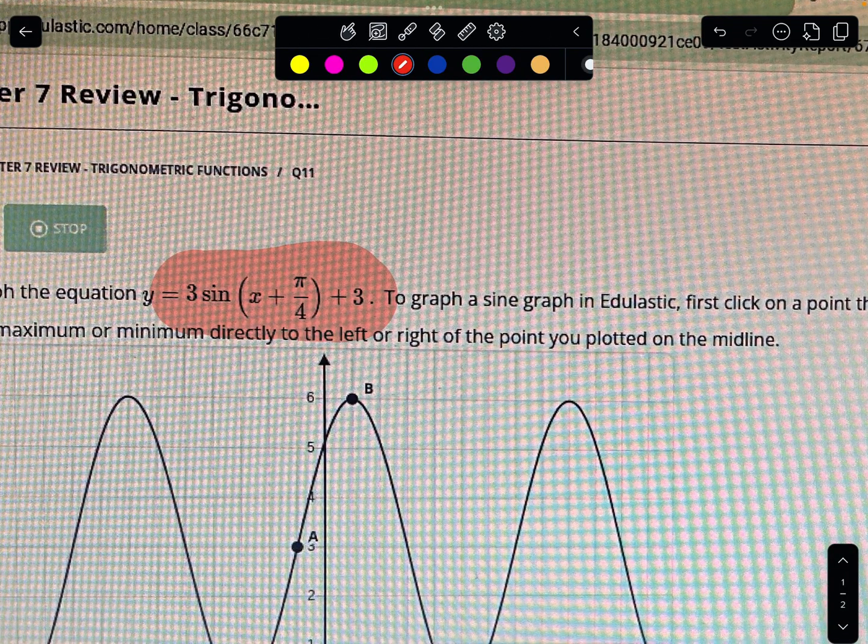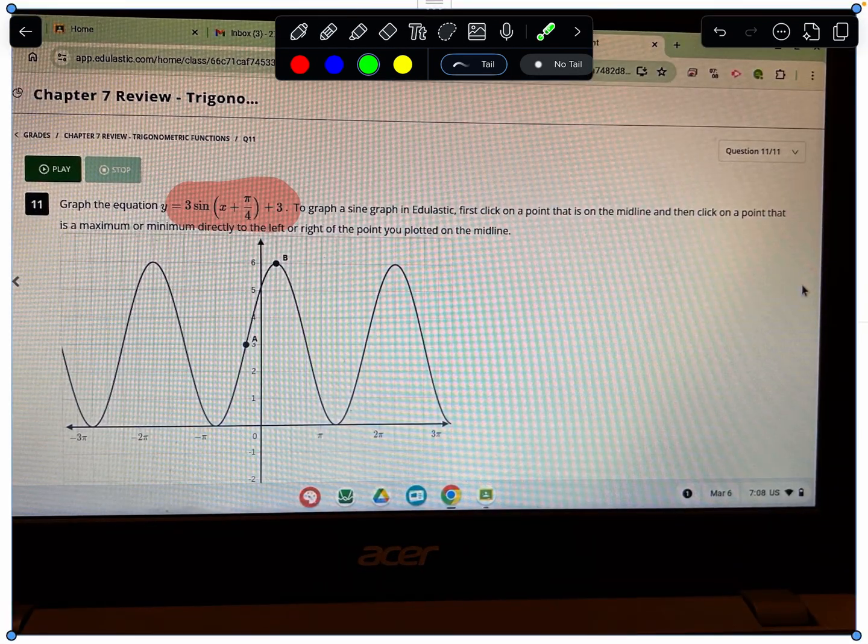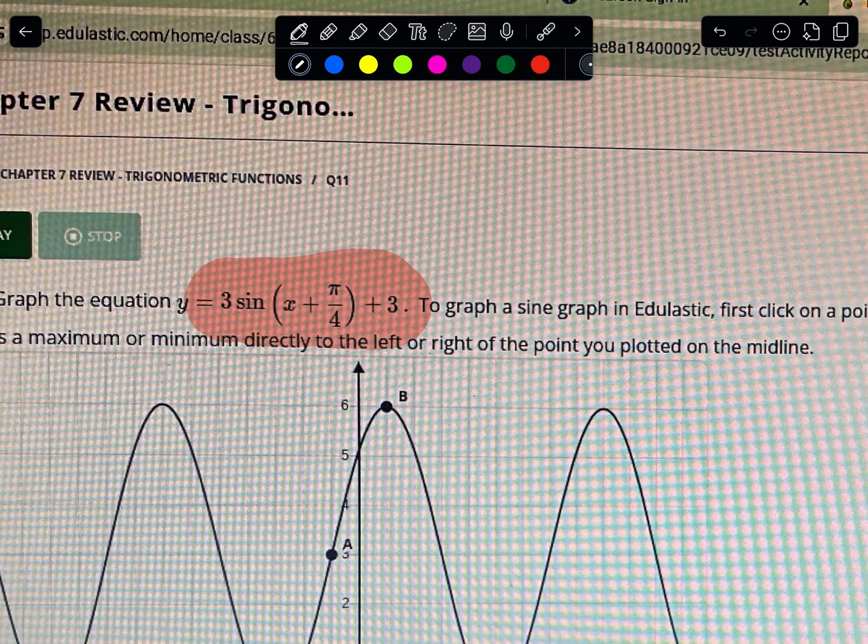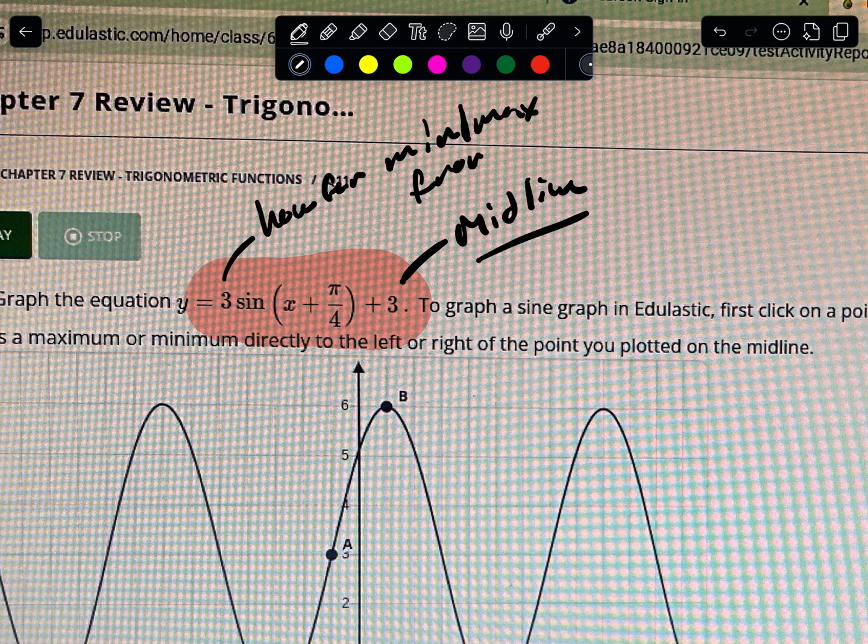This plus 3 means I shift upward. So if I have a plus 3 that's not on the inside, that means I move it up 3, just like a nice little vertical shift. This 3 changes our amplitude. And the other way that I like to think about it is that this is always where our midline is, and this is always how far the min slash max is from the midline.